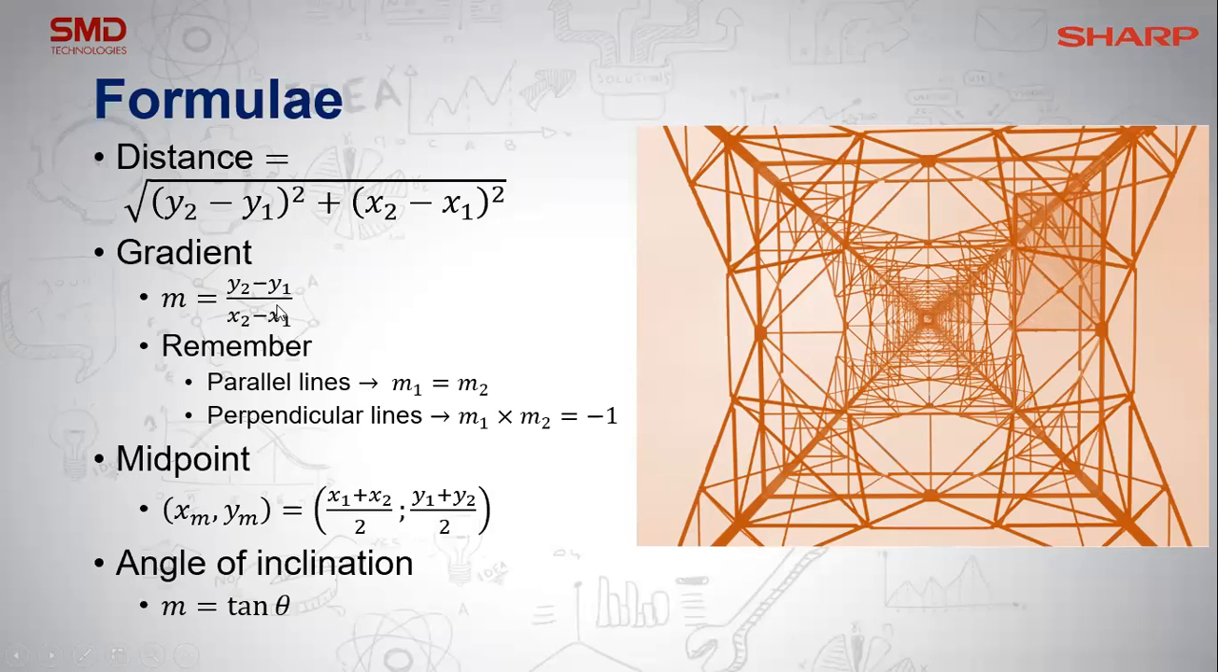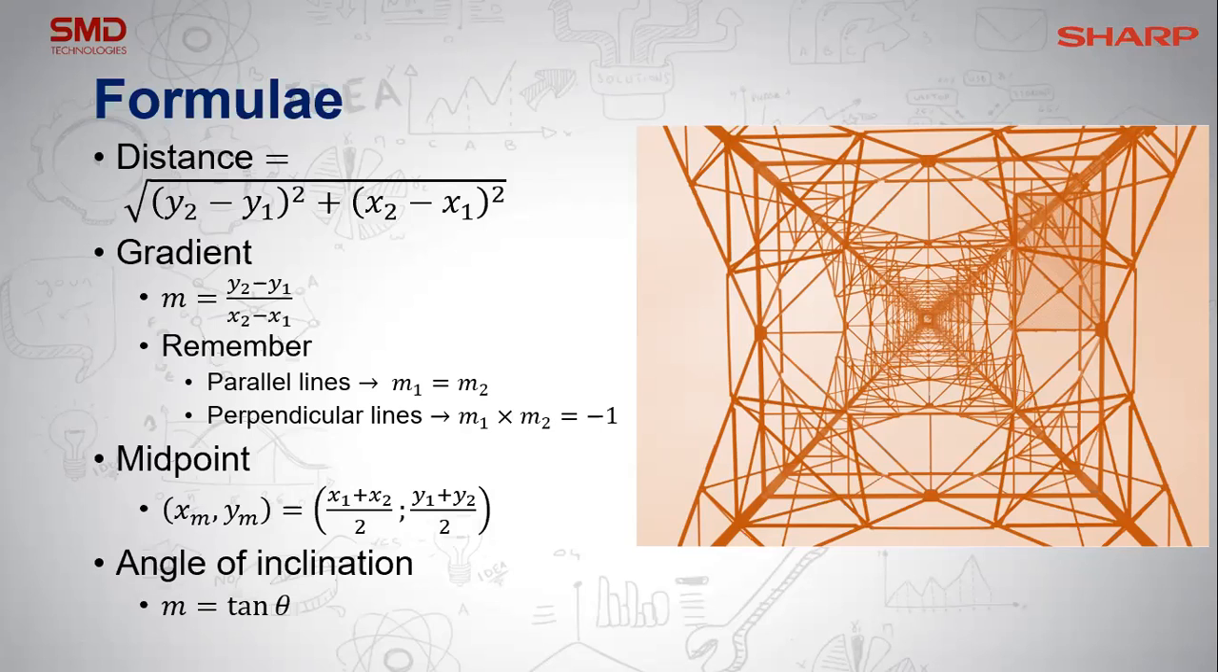So for gradient, your formula is y2 minus y1 over x2 minus x1. So that's just one coordinate minus the second coordinate. Then, of course, you need to remember that with parallel lines, your gradients are equal. And with perpendicular lines, when you multiply the two gradients together, you get minus 1. And there are 2 types of questions for this. Either you can prove that the line is perpendicular by multiplying the 2 gradients together to get minus 1. And then obviously, if it isn't minus 1, the line isn't perpendicular.